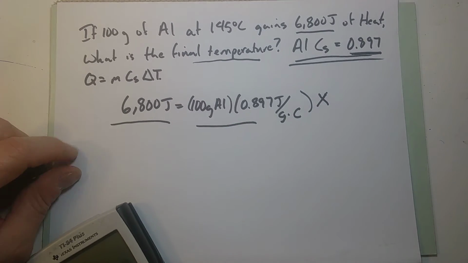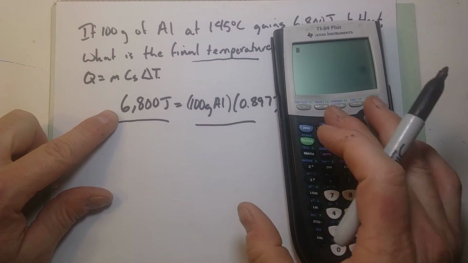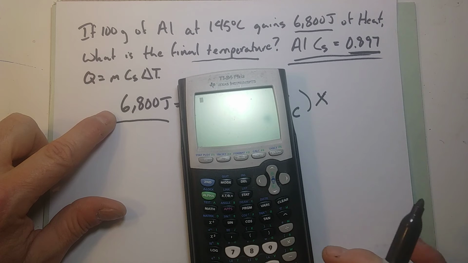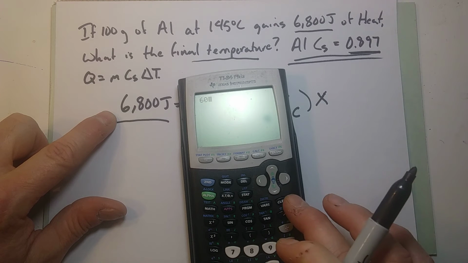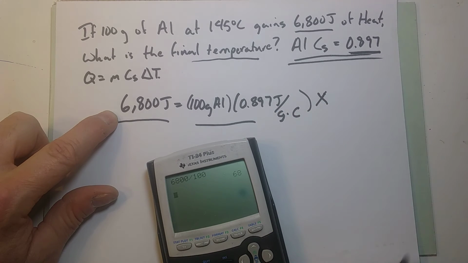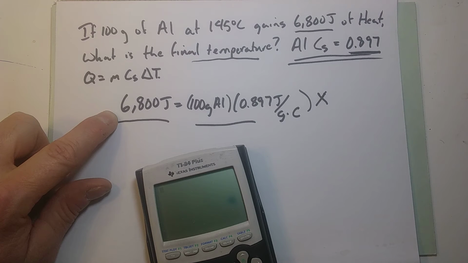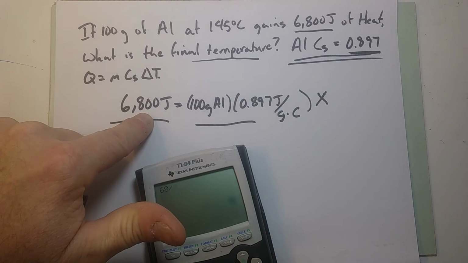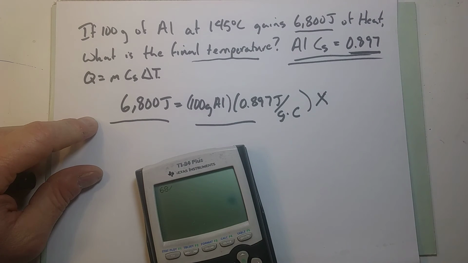So I'm going to multiply these two together and then divide 6,800 by that. So let me go ahead and do that. I'll go ahead and take the 6,800. I'm just going to divide it by these individually. And then I'm going to divide it again by 0.897. So that's going to be 68 divided by, after we divide the 100 by 100 into this, I'll have 68. Then I'm going to divide that by the 0.897.